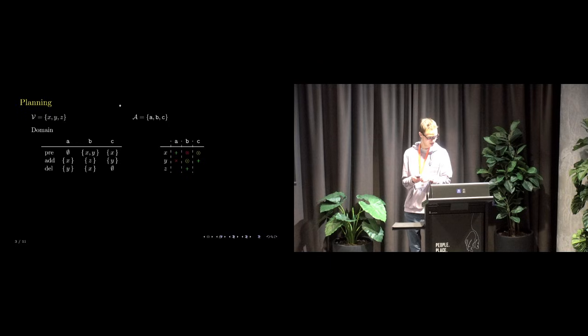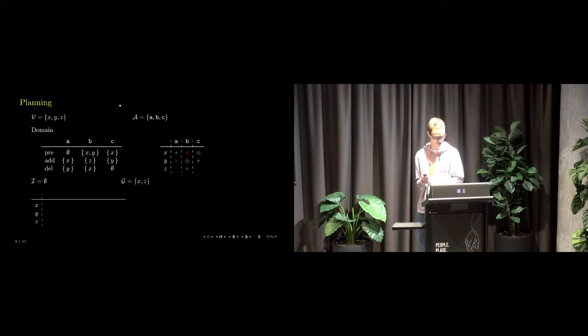This initial state is empty, and if the goal is x and z, we can solve it as follows. We start by applying action A that has no preconditions, and then C, for example, B, A, and we've reached the goal. Notice the yellow dot without the circle, meaning that the variable is present, but it's not a precondition of that action, nor is it deleted.